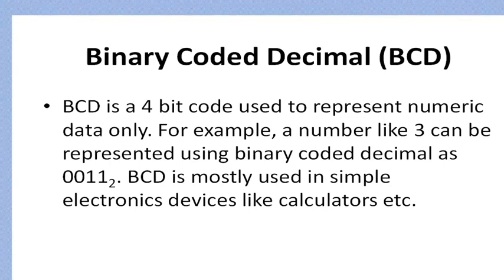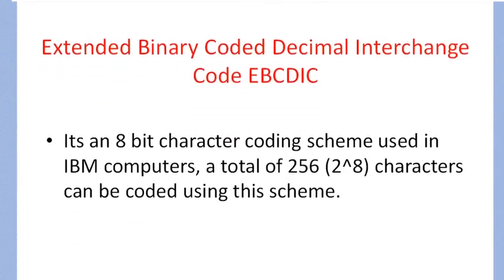Binary coded decimal or BCD. It is a 4-bit code used to represent numeric data only. For example, a number like 3 can be represented using binary coded decimal as 0011. Later on in this topic, I will be showing you how to convert numbers to binary. Then BCD is mostly used in simple electronic devices like calculators. Therefore, BCD is a coding scheme that uses 4 bits and is only used to represent numeric data.